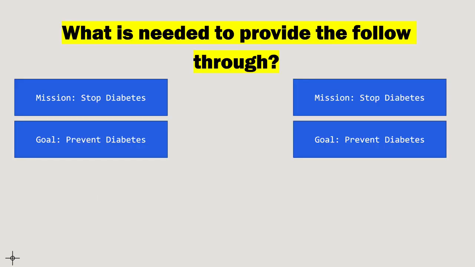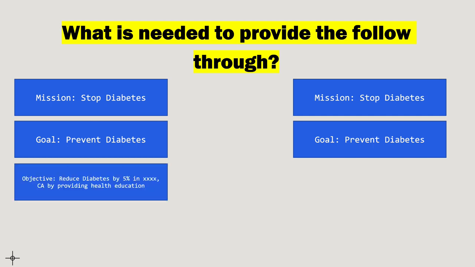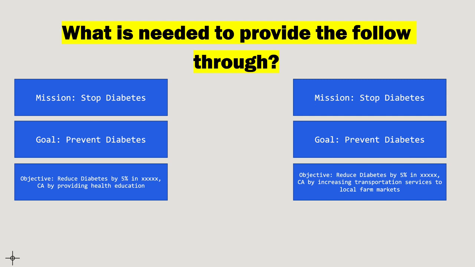Now let's apply it. Let's take that same question and apply it to a diabetes prevention program. The mission statement is to stop diabetes. A goal is to prevent diabetes, and yes, there can be many goals, but let's focus on this one. On the left, we would want to reduce diabetes by providing health education. On the right, an alternative solution would be to reduce diabetes by increasing access to farmer markets.